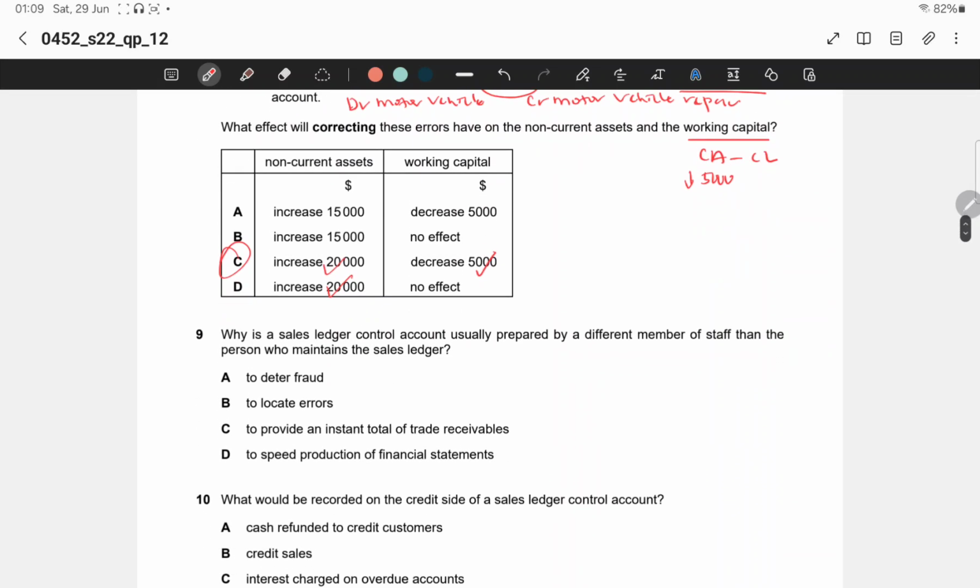Why is a sales ledger control account usually prepared by a different member of staff than the person who maintains the sales ledger? Why do we need different staff to do different work here? The sales ledger control account is done by a different person from the sales ledger. Why? Basically to avoid fraud from happening. So the answer is to deter fraud.